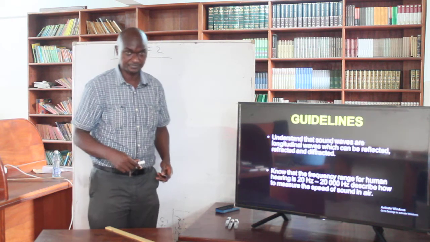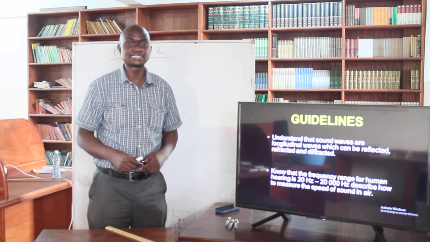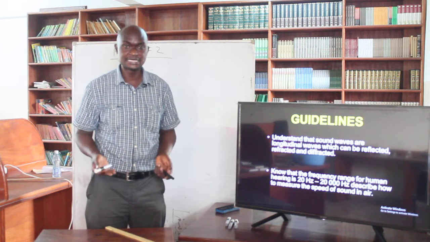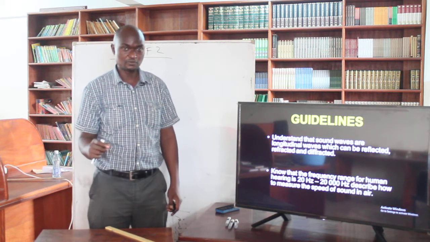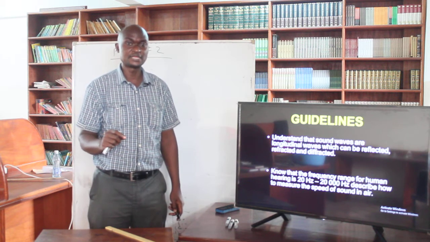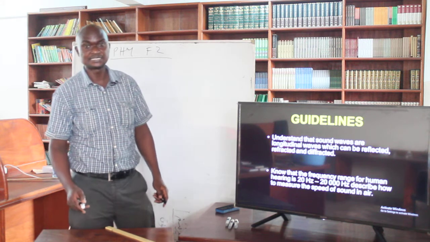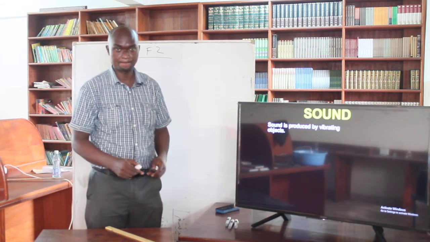So by the end of this lesson, we should understand that sound waves are longitudinal waves which can be reflected, can be refracted, and can be diffracted. Then we should know the frequency range for human hearing, which is between 20 Hz to 20,000 Hz. Describe how to measure the speed of sound in air.